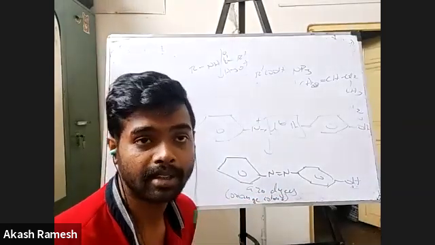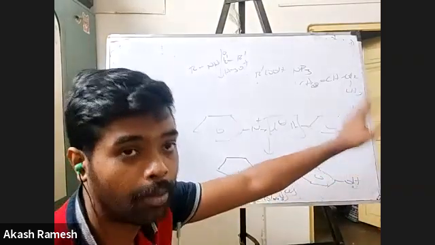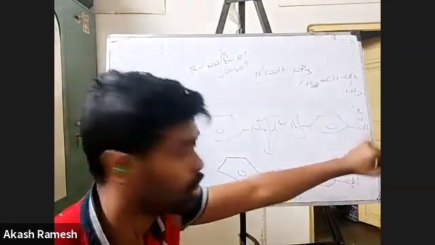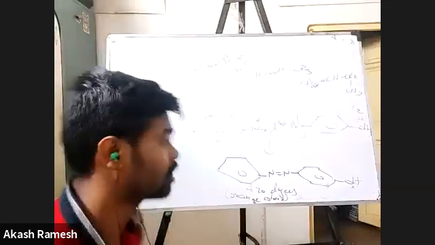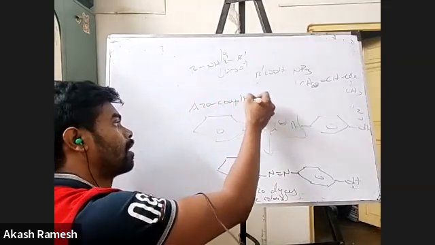Okay, so what you have to understand is you are not going to remove the H from the OH, or whatever functional group is there. You are going to remove the para hydrogen. This is what is called your azo coupling reaction.